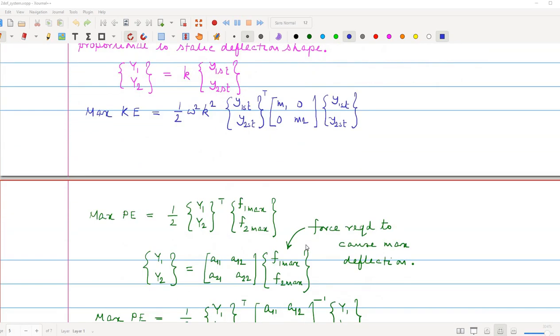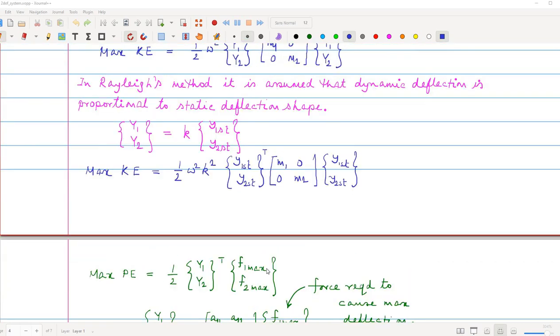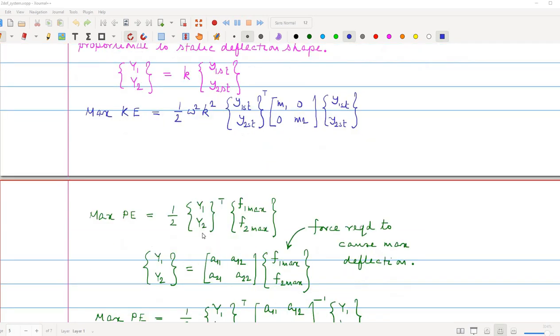Now what is the maximum potential energy? The maximum potential energy, that means when you take the maximum deflection, that maximum deflection is multiplied by the forces which are causing this maximum deflection. Which forces are causing capital Y1 and capital Y2? Because we know that capital Y1 and capital Y2, being amplitudes, are the maximum deflections. Now what forces can cause capital Y1 and capital Y2?